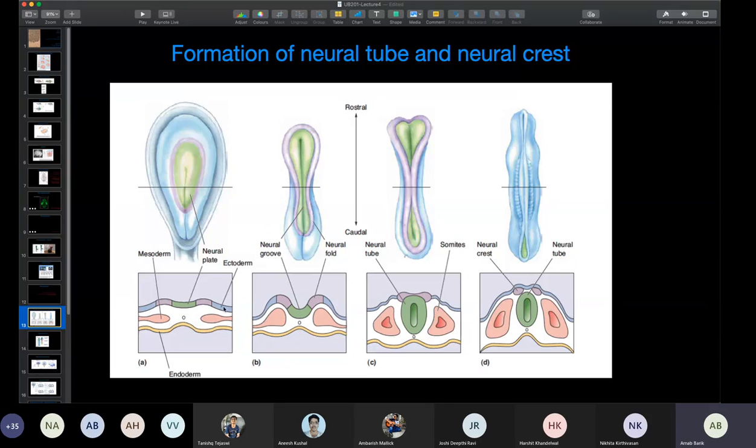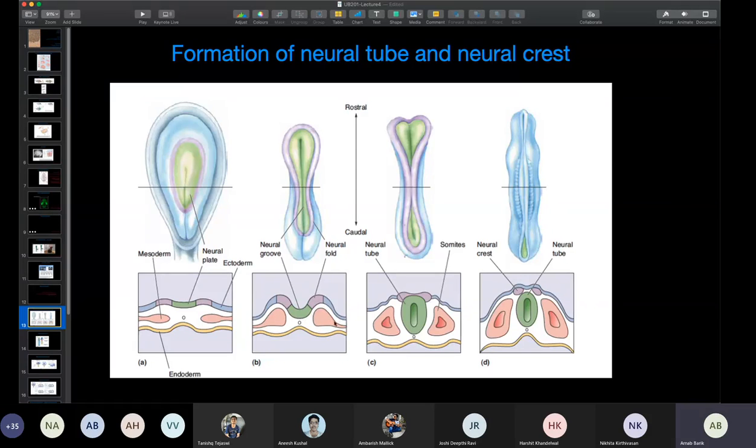The ectoderm, the superficial layer, is actually what forms the nervous system and the skin. This is called the neural plate, which is eventually closed, forming the neural tube, which will become the spinal cord and the brain. What happens is, after a few days, this will start folding.